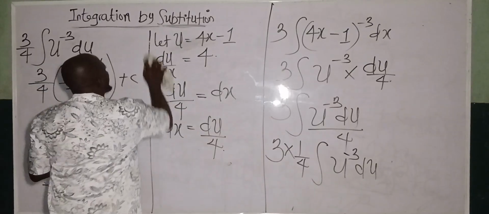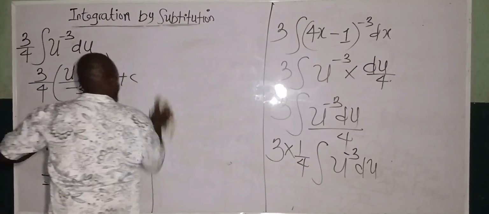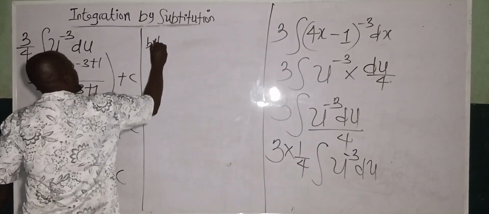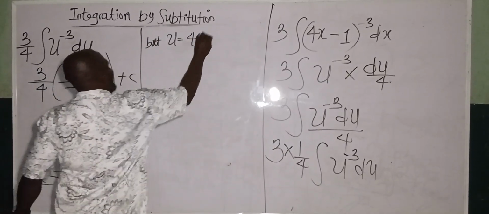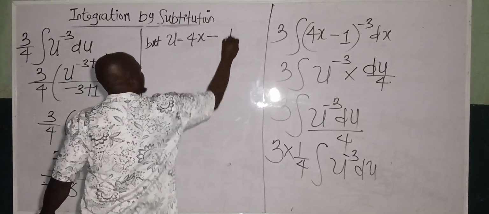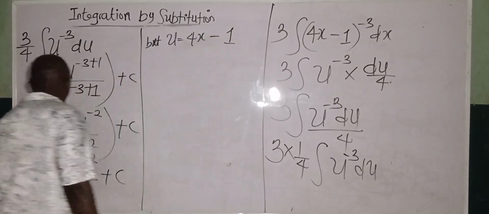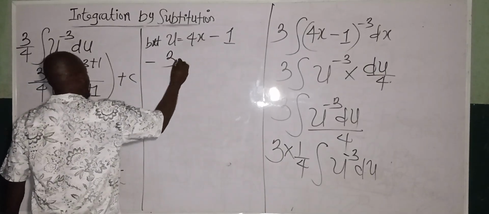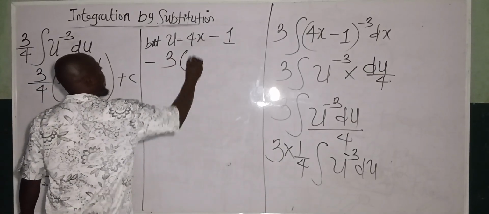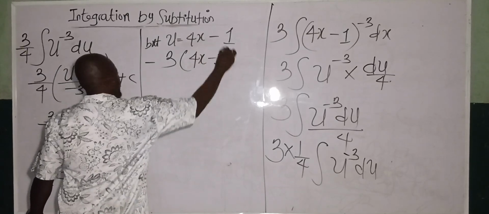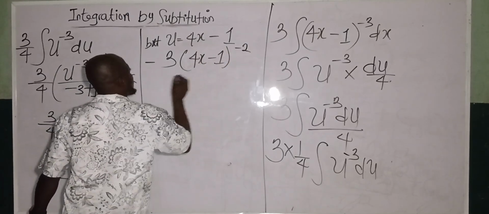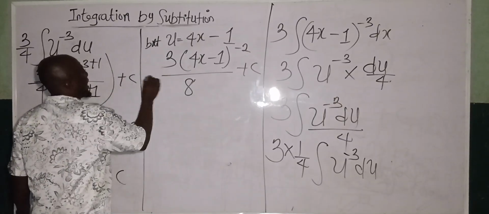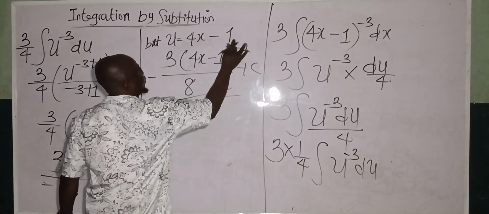But we know that from the beginning, we say let u be this value minus 1. That's what we know. So what do you do now? If you see u now, we remove it, and we are going to say minus 3. So I will not put my u again. I'll put this value 1 raised to the power of minus 2 all over 8 here, then plus c. This is how this is done going forward.